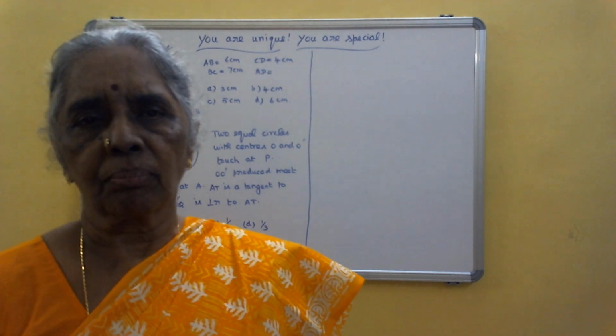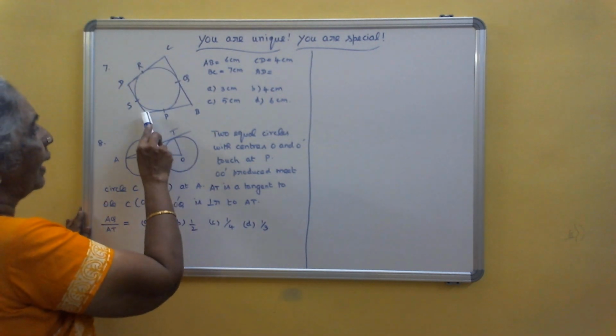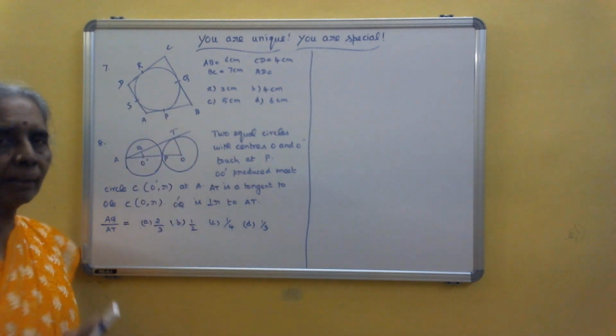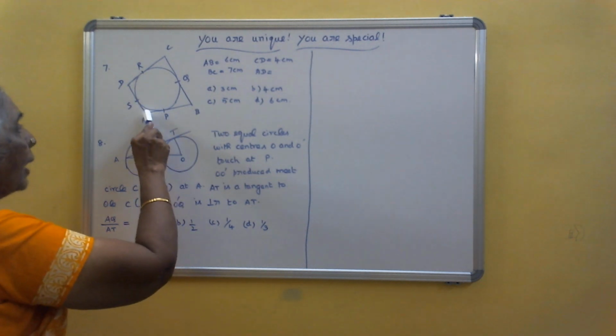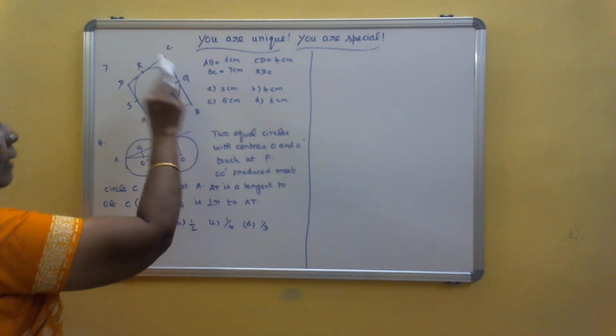But how will that come? See, AB you can write as AP plus PB, correct? AP you can write as AS and PB you can write as BQ.